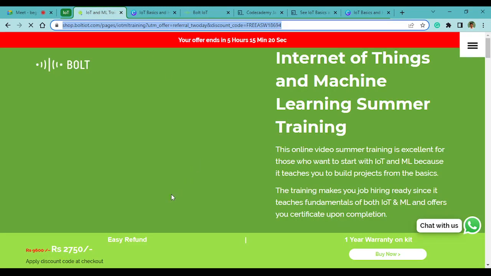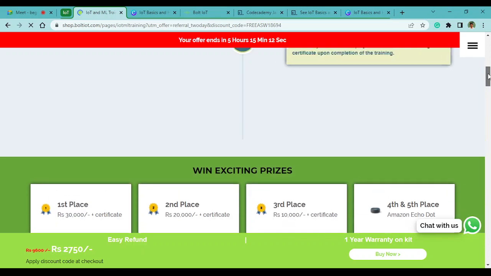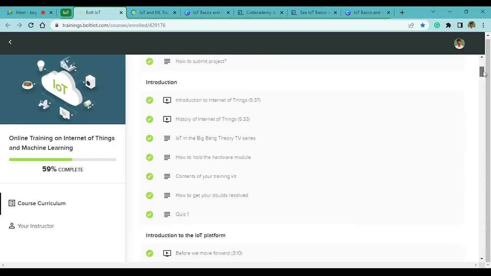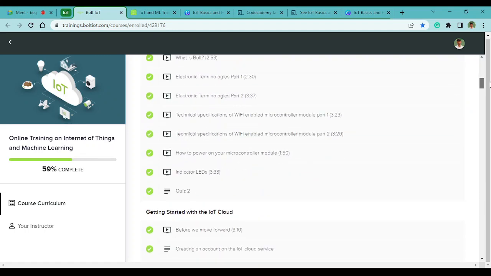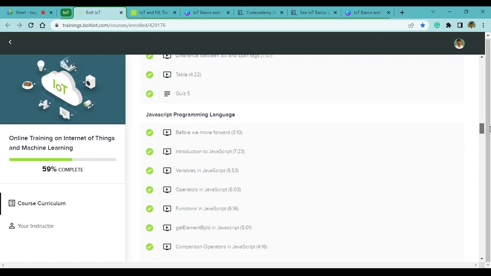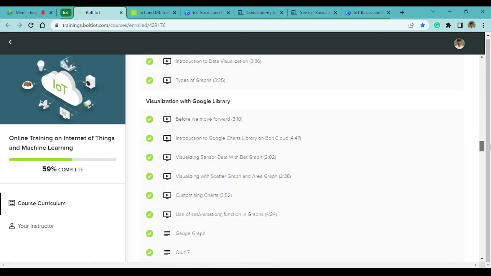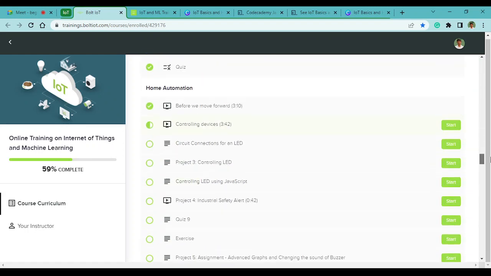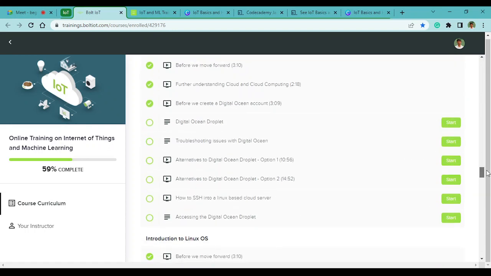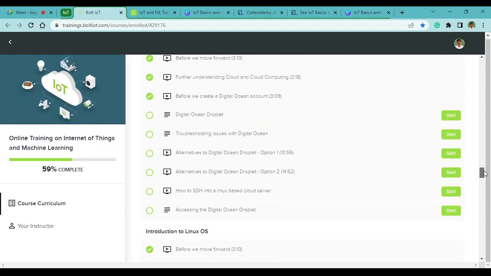So what they are providing is this entire curriculum, right? As you can see, they will tell you the basics of Internet of Things, about IoT, about IoT in cloud, and a lot of projects. In this you are also learning HTML, JavaScript, visualization, home automation, and server. Basically, we will unlock these all after payment.